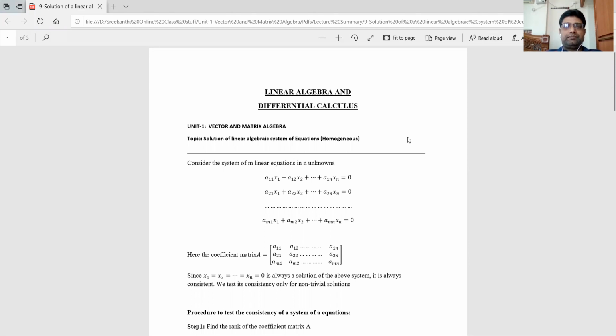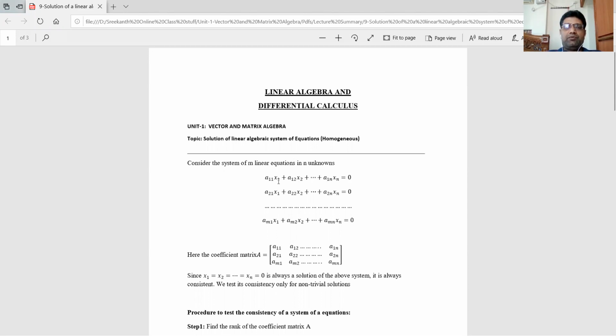In this lecture, we are going to see the solution of linear algebraic system of equations, in particular homogeneous equations. So consider the system of m linear equations in n unknowns.